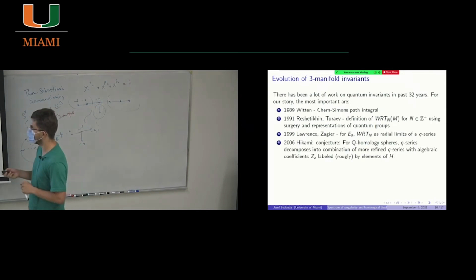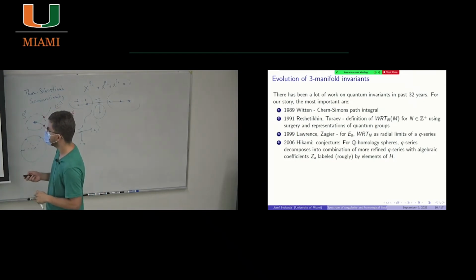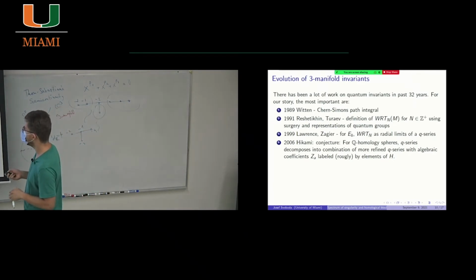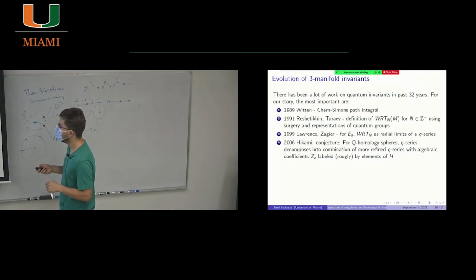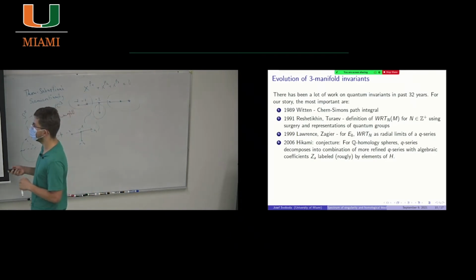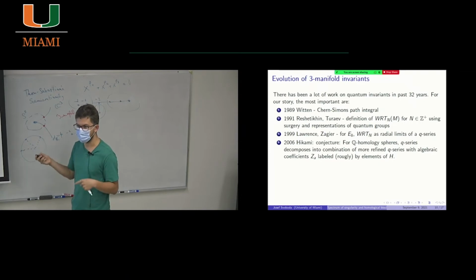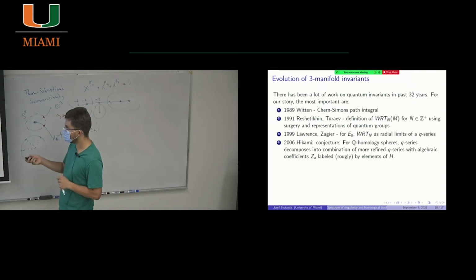So then Kazuhiro Hikami, a Japanese mathematician, wrote many papers on this topic. In 2006, he gave this conjecture that for Q homology spheres. Okay, so this is all topology. There are no singularities. So for Q homology spheres, this Q series, the one which gives you WRT, can be decomposed into a combination of some more refined Q series with algebraic coefficients labeled by these elements of this H group, and the linking pairing plays an important role there. So there should be some more refined invariants, and they have algebraic coefficients.